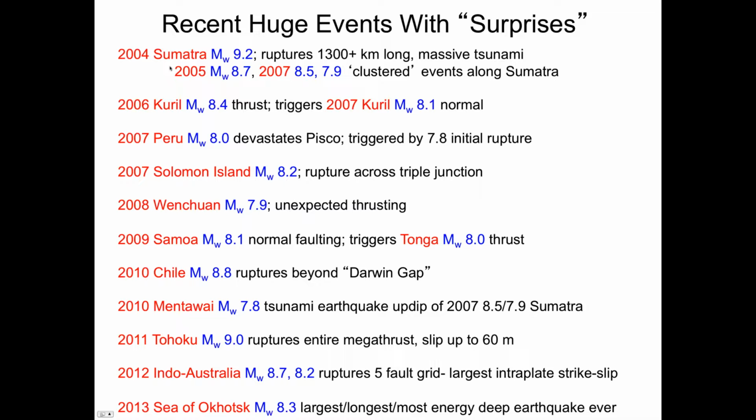And I'm not going to go through all these details, but this just highlights almost every event has had some interesting story. Solomon Islands, to pick one that I will talk about. It ruptures right across a triple junction. We'd never observed that and sort of thought it wouldn't happen in qualitative ideas of the occurrence of big earthquakes. The Sumatra earthquake ruptured a 1,300-kilometer long fault, the longest rupture that we've observed. We've seen the entire megathrust rupture in the 2011 Tohoku earthquake off Japan with slip up to 60 meters, the largest amount of slip.